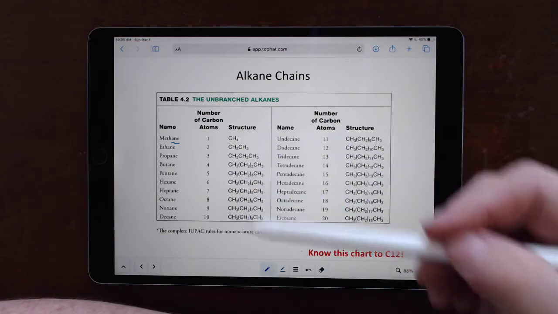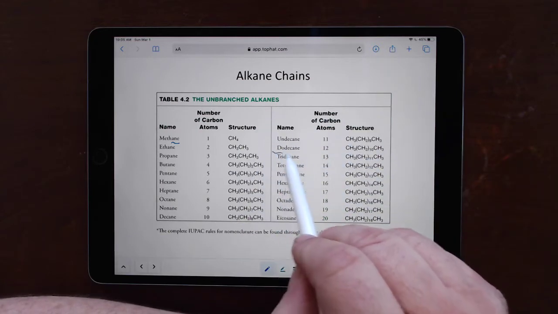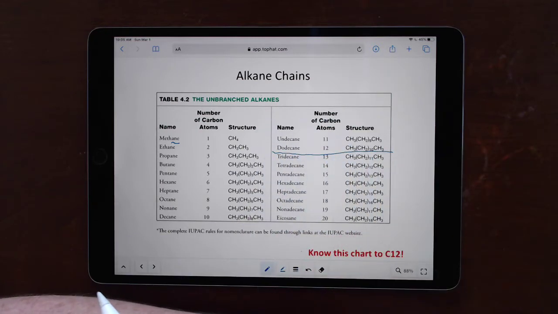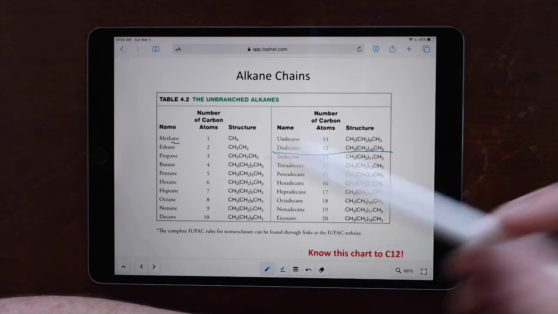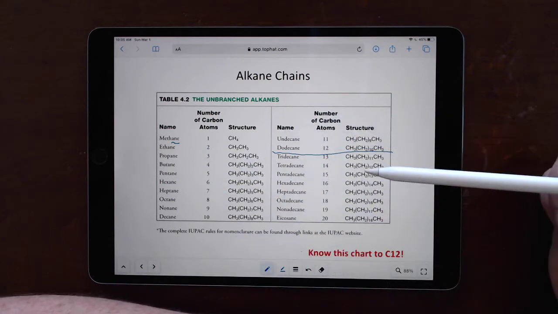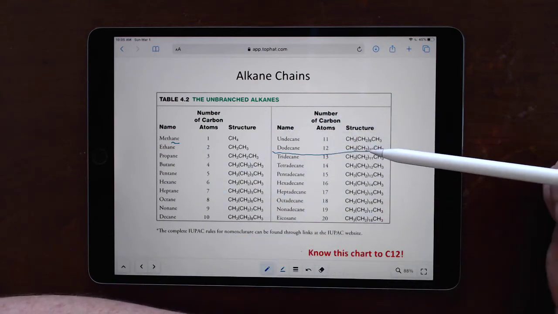So you're going to need to know, I'm going to expect you to know all the way up to 12, which is dodecane. Okay? So a 12 carbon alkane would be a dodecane.